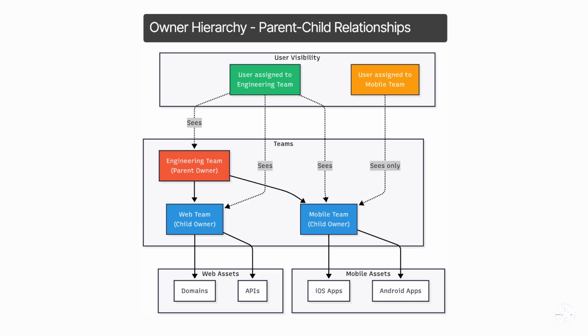Owners can form hierarchies, parent-child relationships mirroring your org structure. Downward access is key. A user assigned to a parent owner sees all child owners and their assets. Perfect for managers overseeing multiple teams. A user assigned to a child owner sees only that child and its assets, not the parent or siblings. This ensures team members stay focused on their scope without seeing unrelated data. Example: assigned to the mobile team? You see only mobile assets, not parent engineering or the sibling web team. Assigned to the engineering parent? You see engineering plus all children, the mobile and web teams. This is recursive, grandchildren are visible to grandparents. Build deep org structures with clear access boundaries.